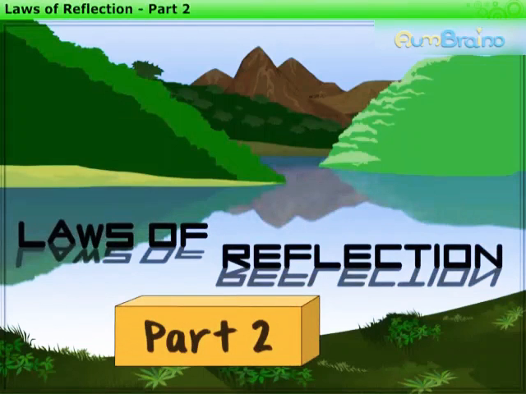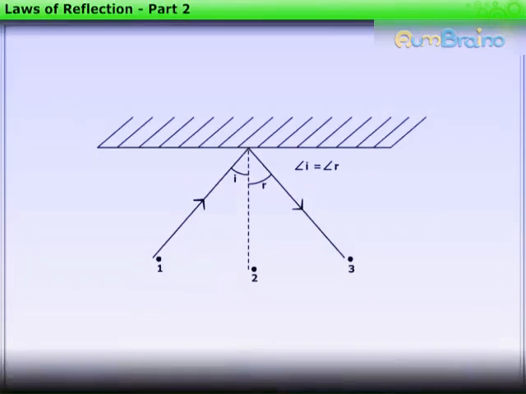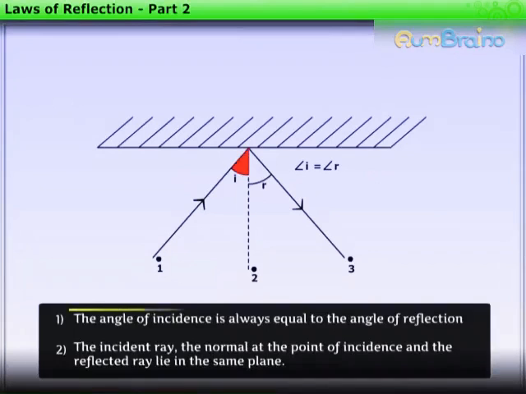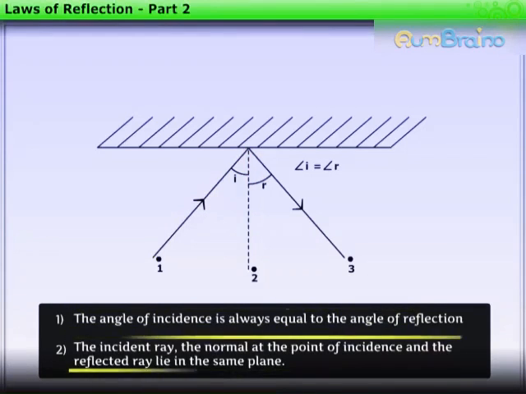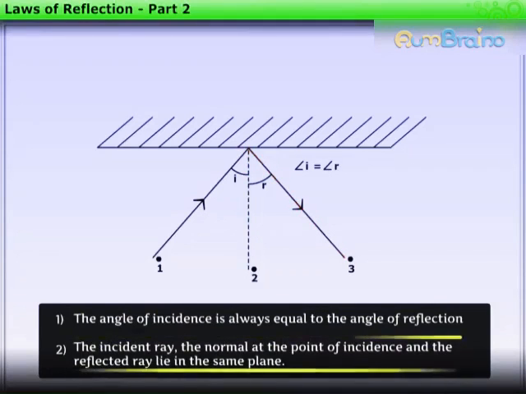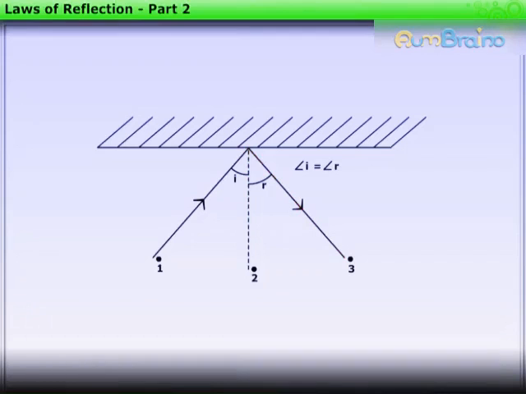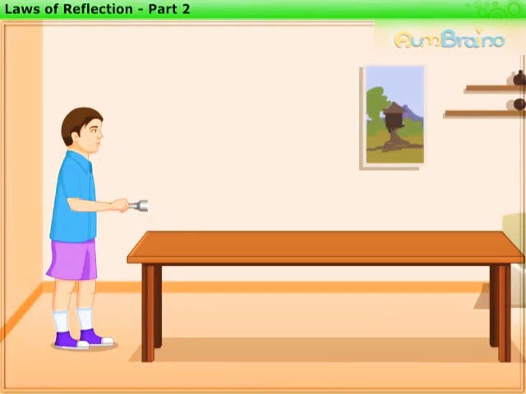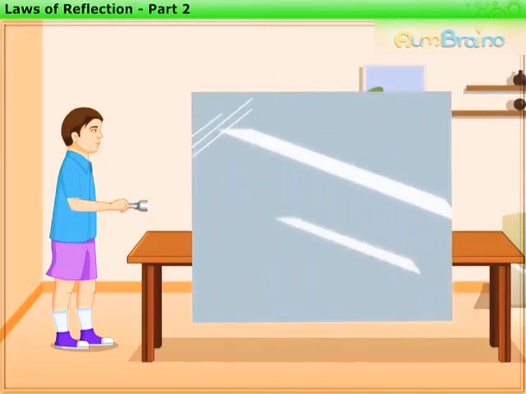Laws of Reflection. Part 2. We have learnt the two laws of reflection, which state that the angle of incidence is always equal to the angle of reflection, and the incident ray, the normal at the point of incidence, and the reflected ray lie in the same plane. Now, David wants to know what would happen if he threw light on the mirror along the normal.